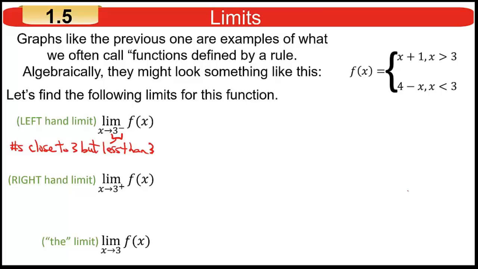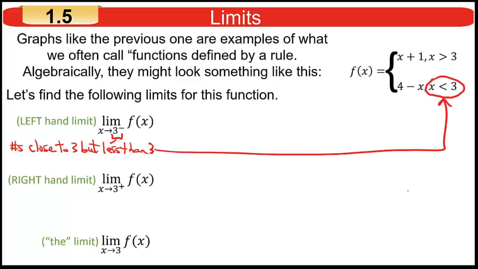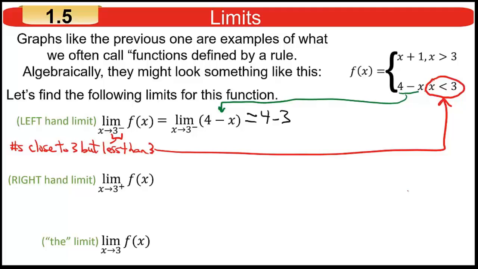That means that we're close to 3 but less than 3. Well, less than 3 means we're on the bottom rule. We're on the rule that says you take 4 minus x. So when you're getting close to 3 from the left, you're actually using the function 4 minus x. As x gets close to 3, the y value is just going to be 4 minus 3, which is 1. So once you decide which piece you're traveling in on, that replaces the generic f of x, and you can do the calculation by just plugging the value in.